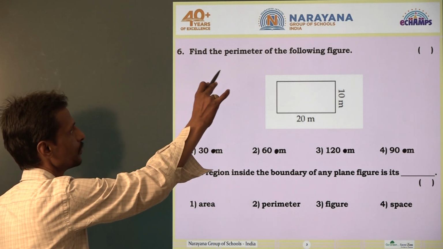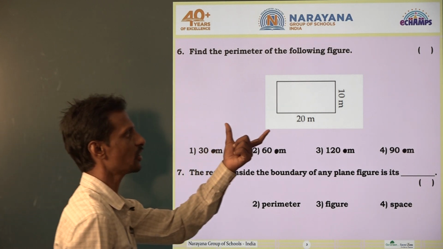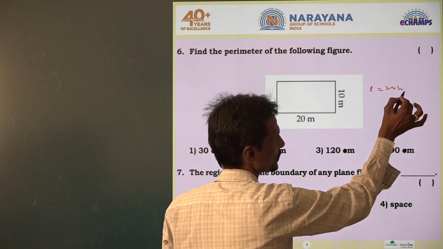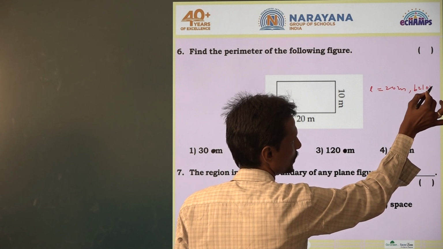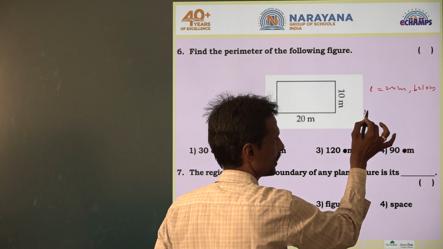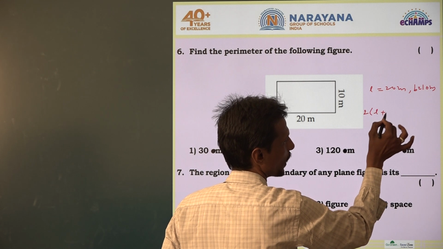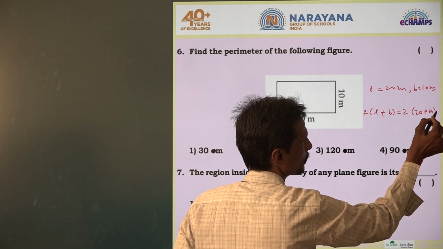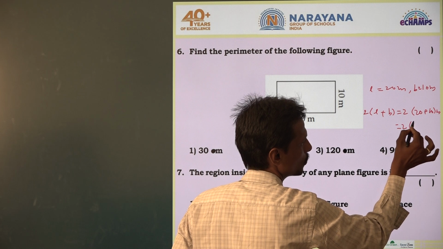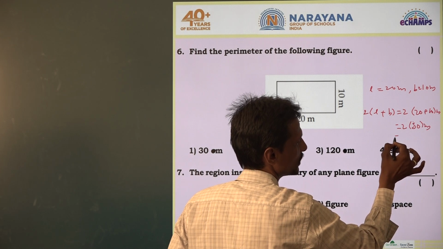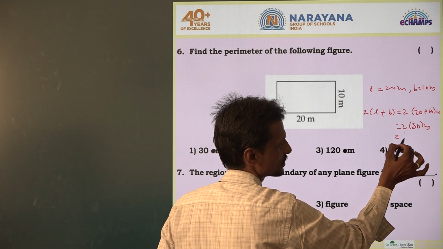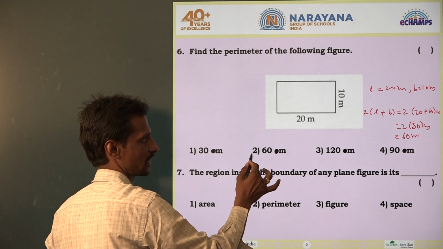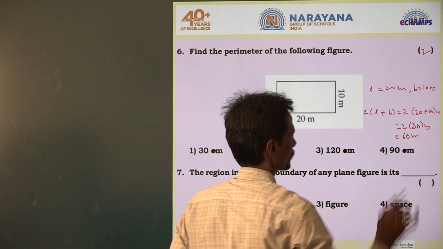Next, the sixth one. Find the perimeter of the following. So it is a rectangle shape. Here length is equal to 20 meters and width is equal to 10 meters. Perimeter of a rectangle is 2 into (L plus B) is equal to 2 into (20 plus 10) meters is equal to 2 into 30 meters. Here 2 30s are 60 meters. In this, 60 meters is the second option. So the second one is the correct answer.